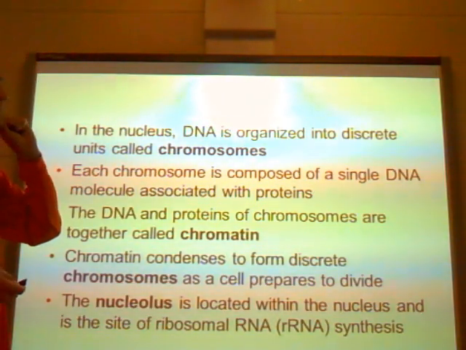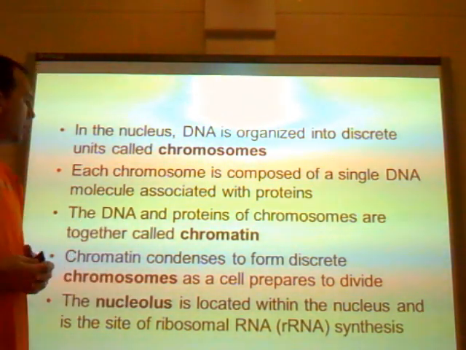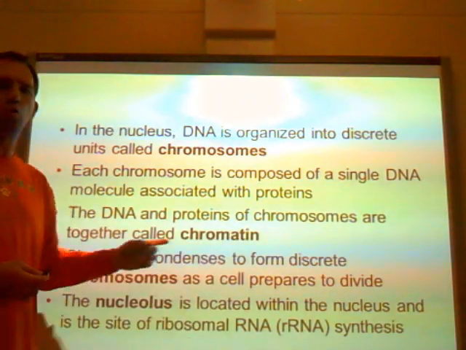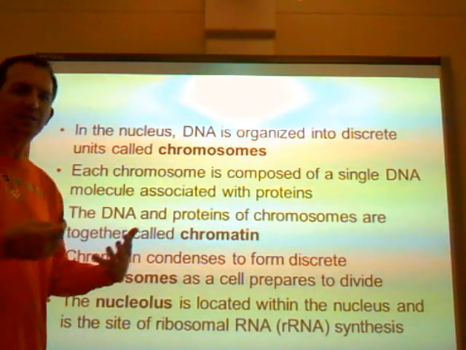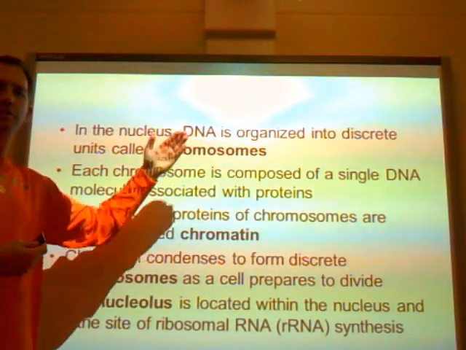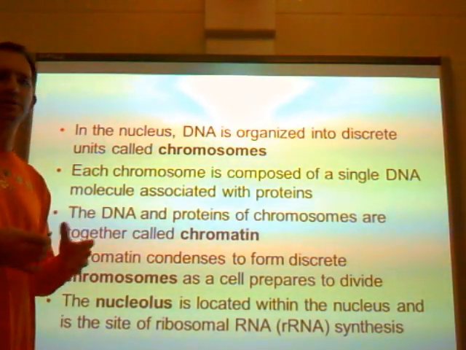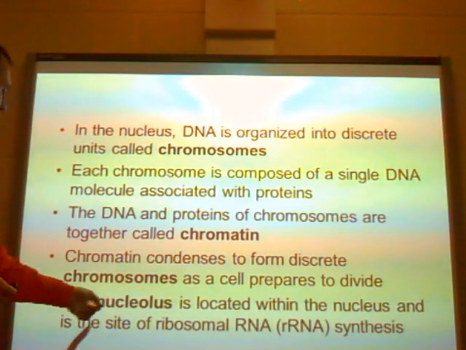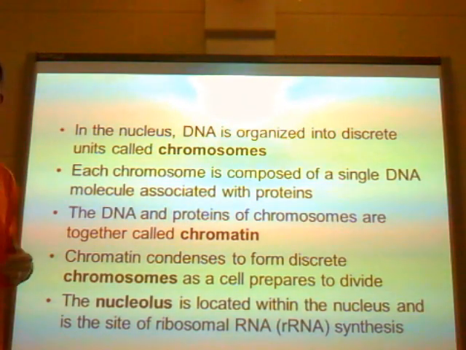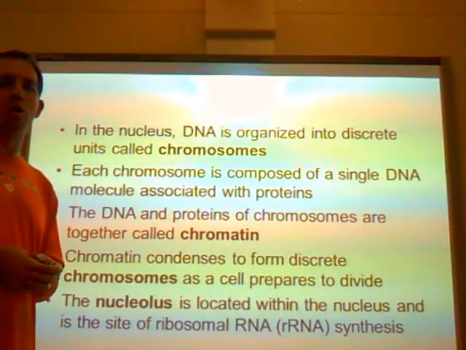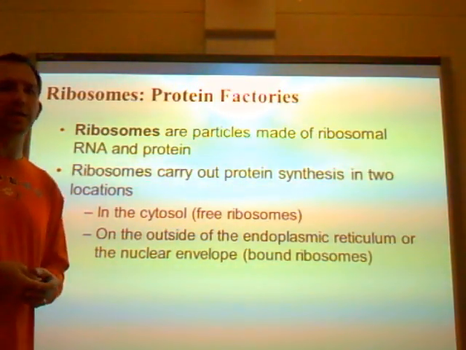Again, you've got the chromosomes that are inside of the DNA that actually form from chromatin. So when chromatin condenses, when it becomes thicker stranded, chromatin then becomes the chromosomes, and that is where the DNA of the individual is actually located. And then we have the nucleolus. The nucleolus, again, is found within the nucleus, and this is the site of ribosomal RNA synthesis, rRNA synthesis, so that ribosomes can be produced.